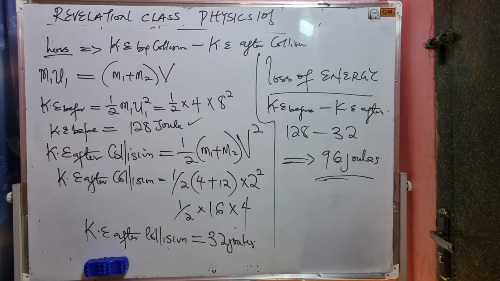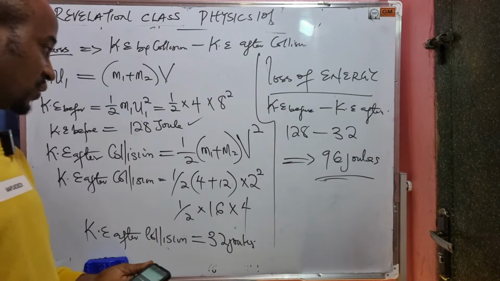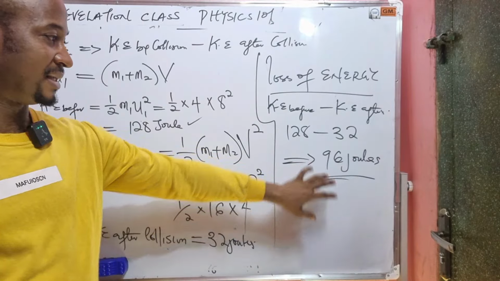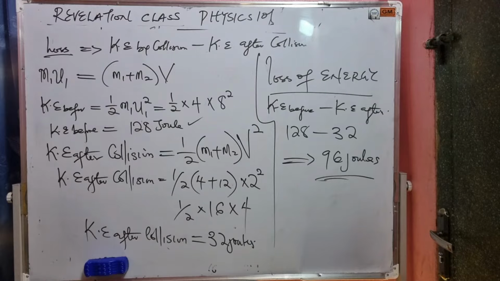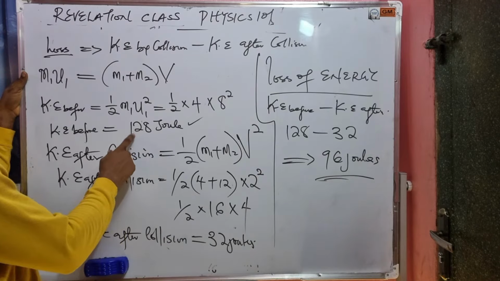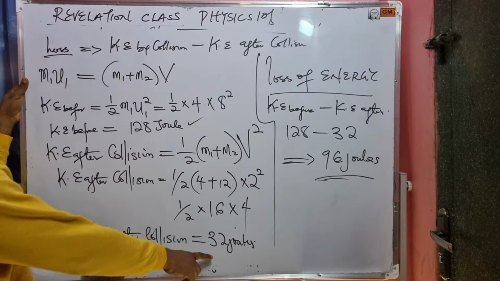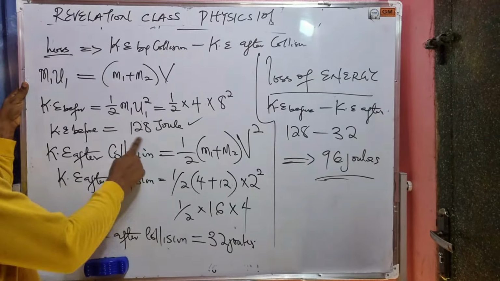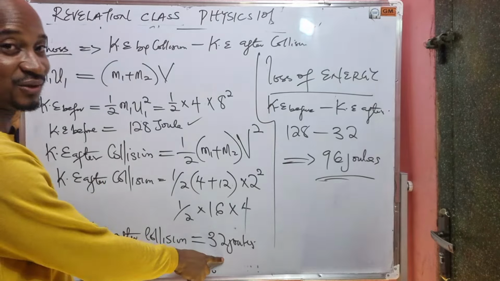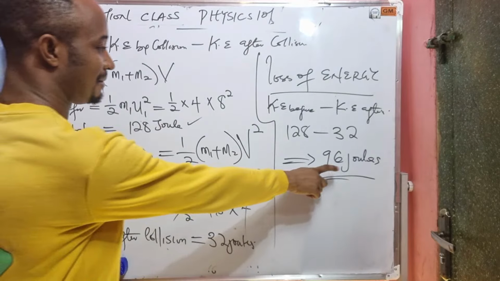96 joules. So the amount of energy lost during this collision is what? 96 joules. You can see that this energy is very large. Imagine the energy we have here. Before is 128. After, from 128, it is now 32. So you can see the big amount of energy that was lost.